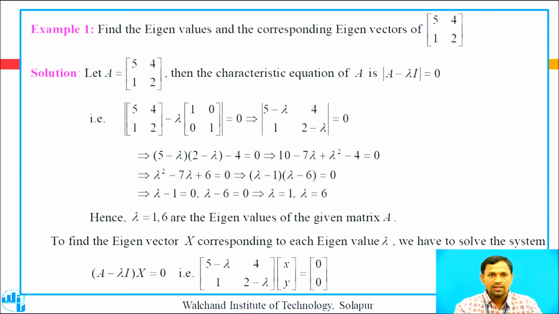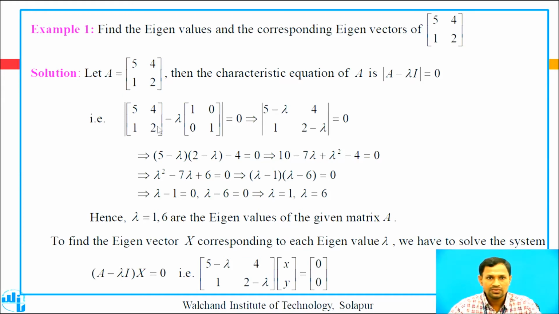An example: find the eigenvalues and corresponding eigenvectors of the 2 by 2 matrix, first row 5 4, second row 2 1. The solution: let A be the matrix with first row 5 4, second row 1 2. It is a 2 by 2 matrix. Then the characteristic equation of A is determinant A minus lambda I equal to 0. That is, determinant of A minus lambda into the 2 by 2 identity matrix, 1 0 0 1, is equal to 0.